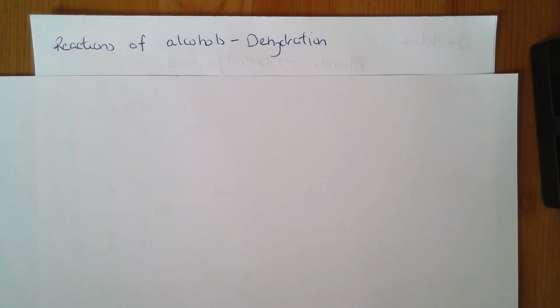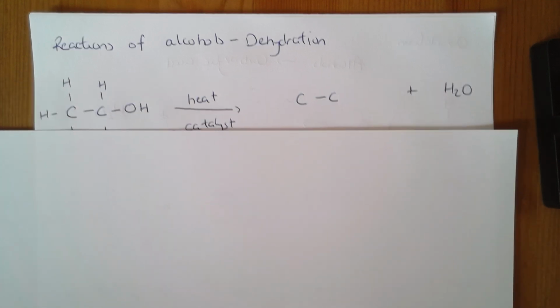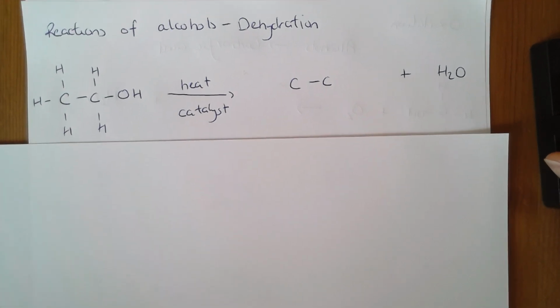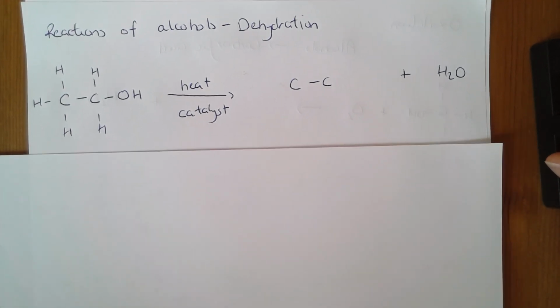All right, now we're going to look at reactions of alcohols. So we've just seen that we can hydrate alkenes. You can add water to an alkene and form an alcohol. You can also do the reverse. You can dehydrate an alcohol to get back to the alkene. We're just going to have a look at what that's going to look like.